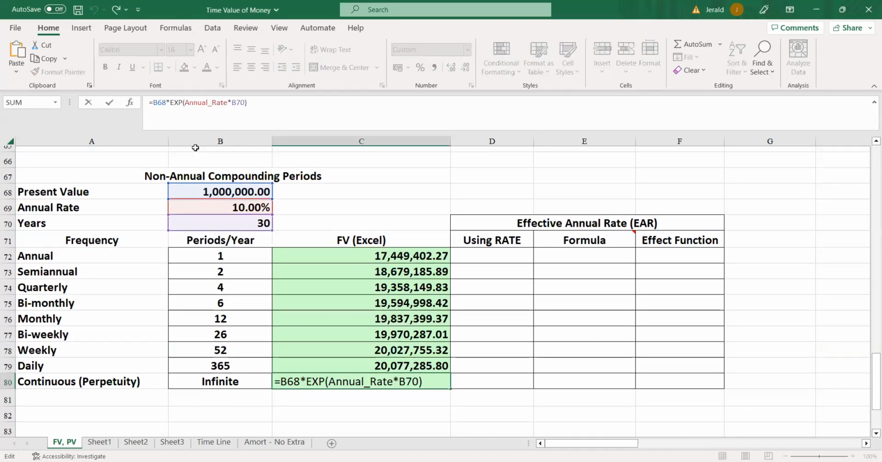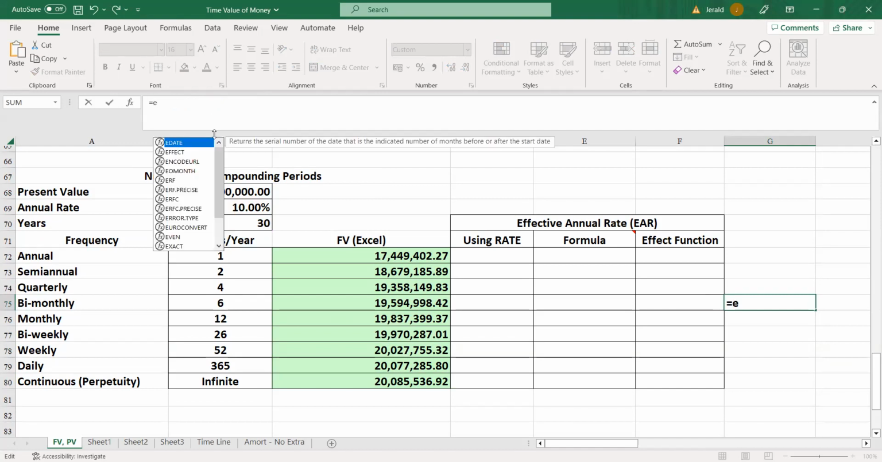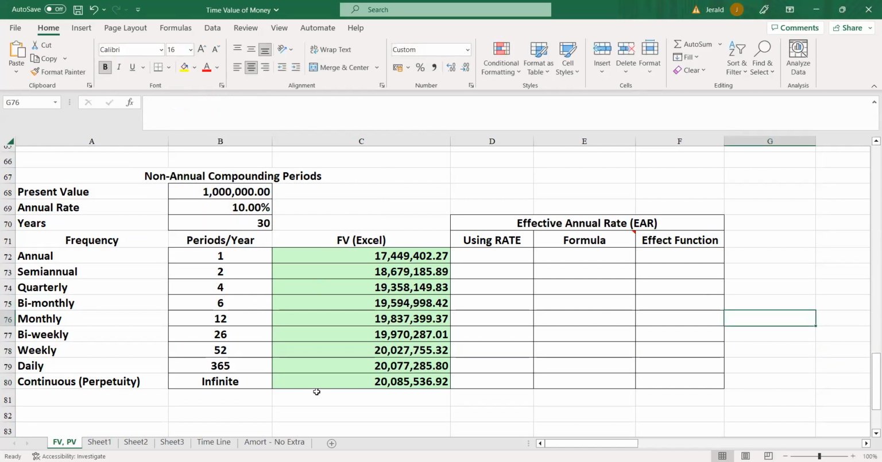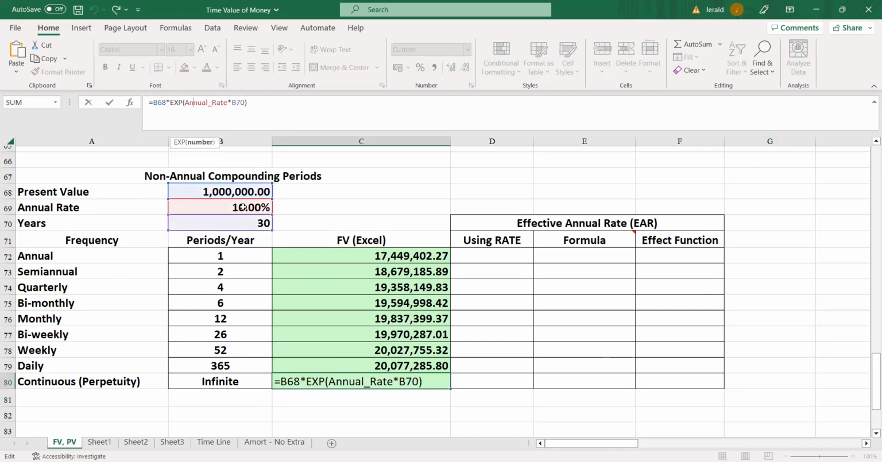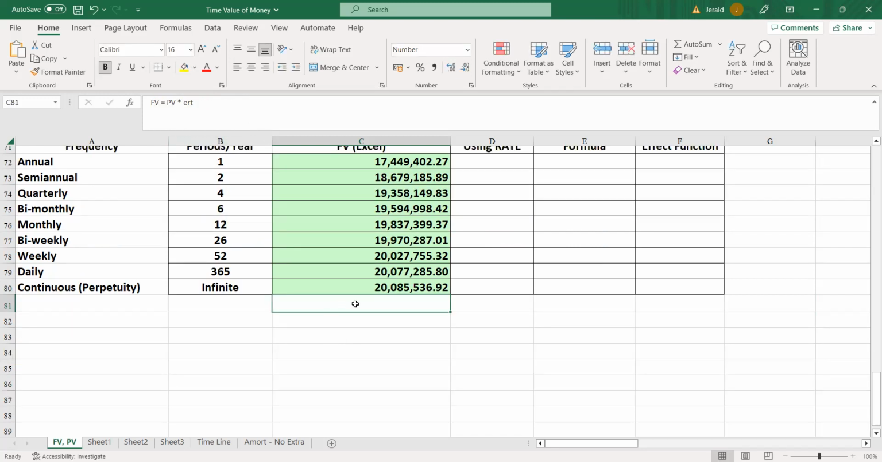I just, this is PV B68. I forgot to name it though. And I didn't really know what E was, so I just searched the web, and then I found this and used the exp function. Then I just added this annual rate, and then I multiplied it to the years, and then I got the answer. Okay, all right. Thank you, Gerald.